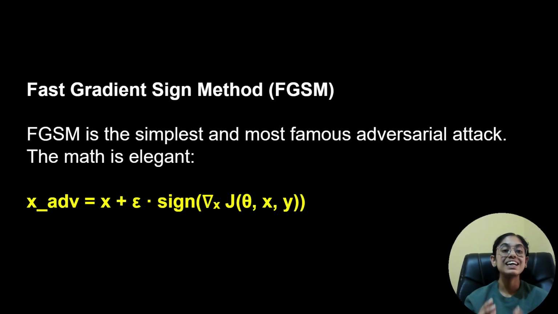Next is the Fast Gradient Sign Method. What is the Fast Gradient Sign Method? It is the simplest and most famous adversarial attack. Here we can see a complex mathematical equation. As I said in the previous video, maths is a must. But for now, as beginners, we will understand it from the layman's perspective, each and every part of this equation. So let's start one by one.